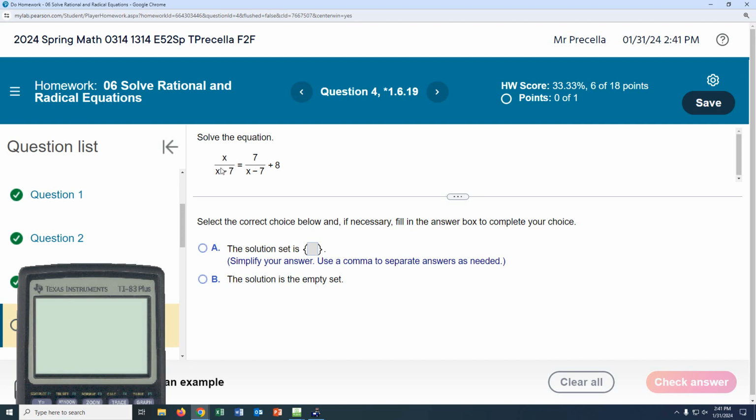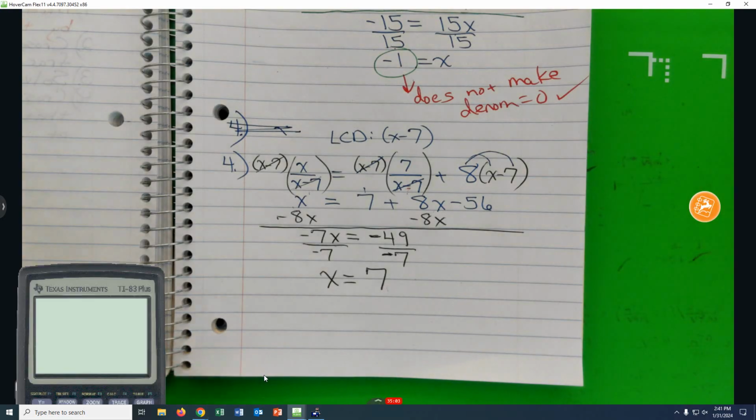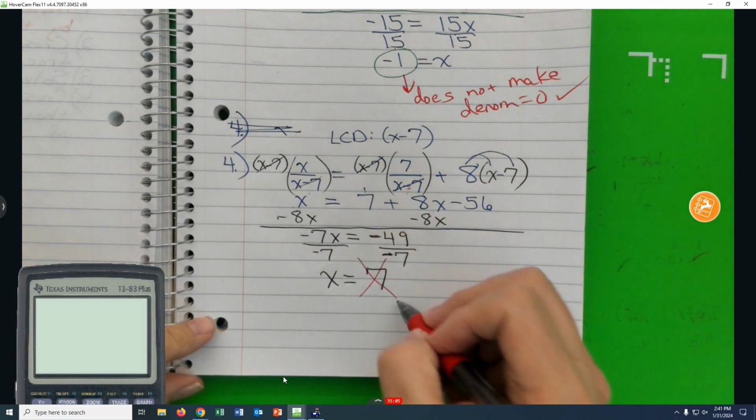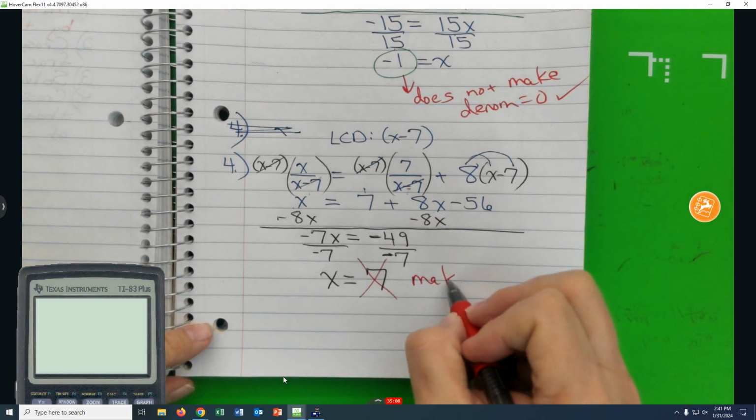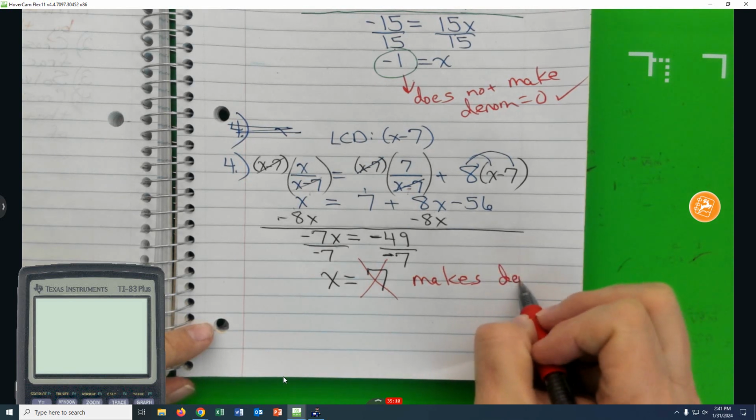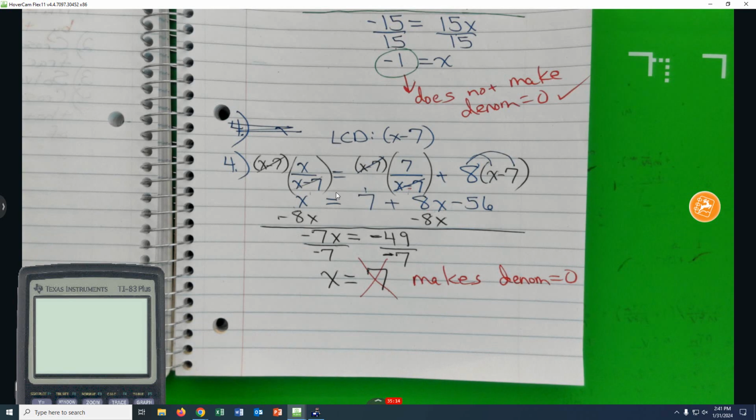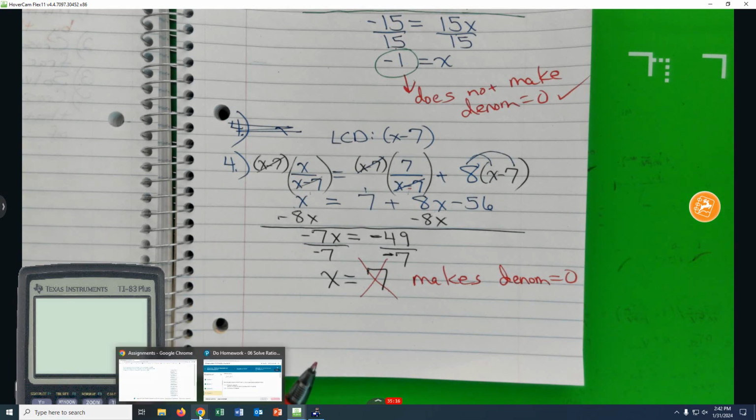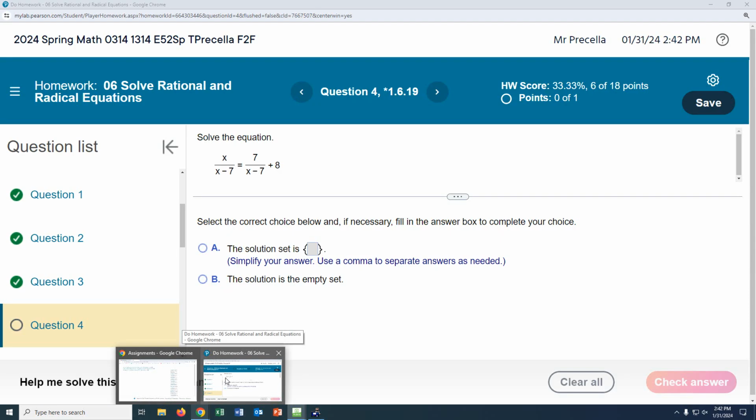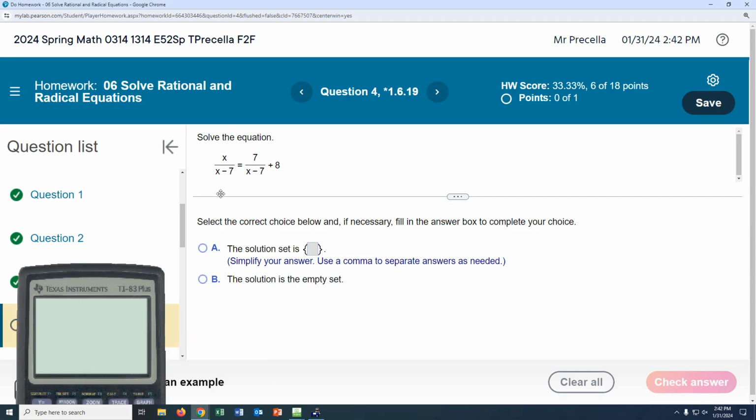What do we get as the solution? 7. We have to cross this out, because 7 makes the denominator equal 0. It's sort of hard to tell here because it's so cluttered. But if you look at the problem here on Pearson, 7 minus 7.